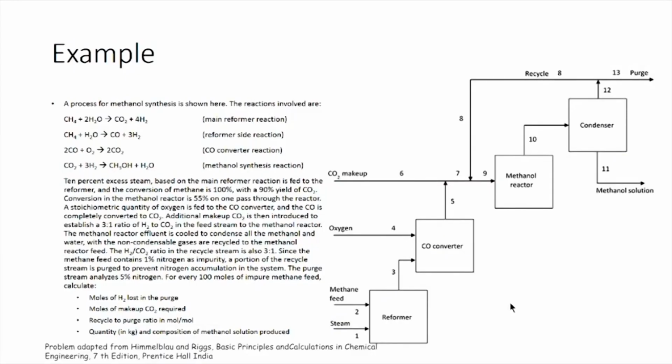Here is the example problem. A process for methanol synthesis is shown here. The reactions involved are methane plus water forming carbon dioxide and hydrogen, methane plus water forming carbon monoxide and hydrogen, and carbon monoxide plus oxygen forming carbon dioxide, and carbon dioxide reacting with hydrogen to form methanol and water. So, these reactions are labeled as main reformer reaction, reformer side reaction, carbon monoxide converter reaction and methanol synthesis reaction.